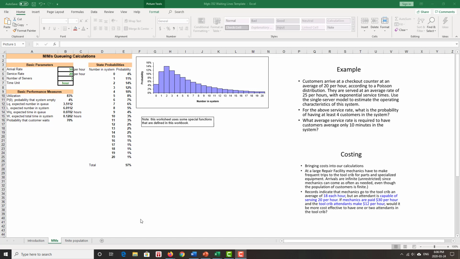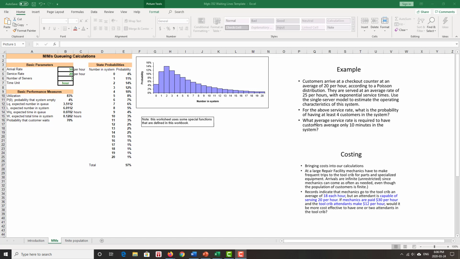You can potentially have an infinite number of people in the system, which explains why sometimes it doesn't always add up to 100%, because it may take quite a few numbers in the system so that Excel rounds it up to 100%.